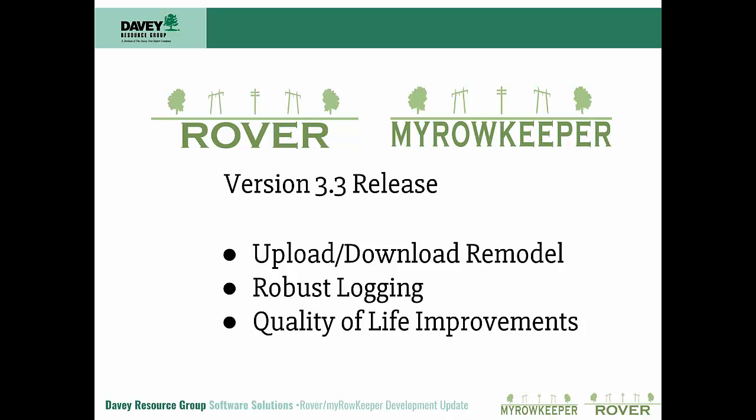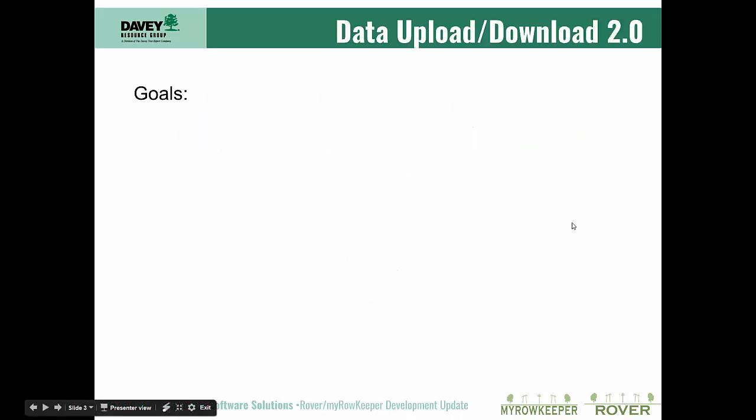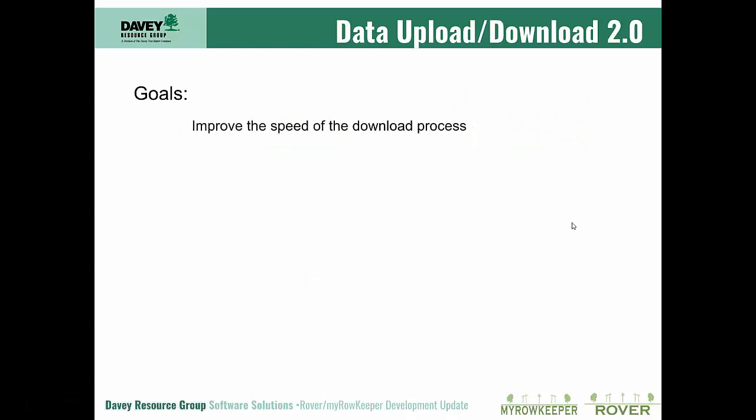We're planning an upcoming release for Rover version 3.3, and the core part of the release is the upload, download remodel. We wanted to make the system work under different circumstances, and it works now. So our goals were, one, we wanted to improve the speed of the download process. We wanted to be able to download layers simultaneously rather than waiting for each one coming down separately in 1,000 record chunks.